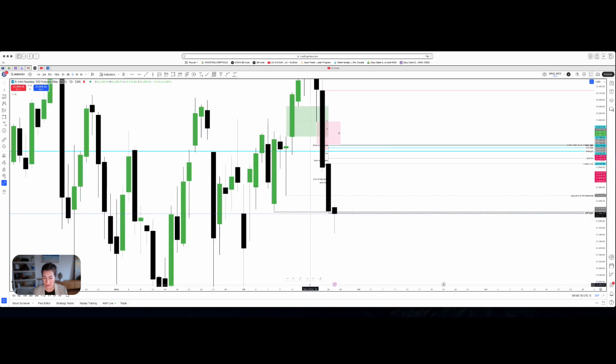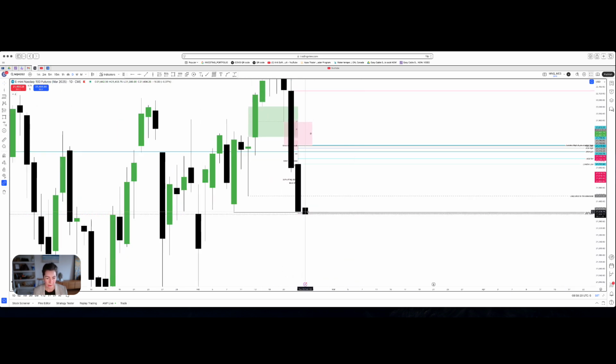We can see here overnight that price opened up. This was its high this morning. It's come down to make a low, and then it's moved up, and this is where price currently is.